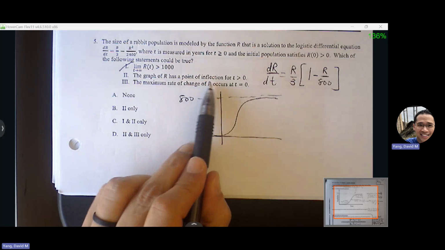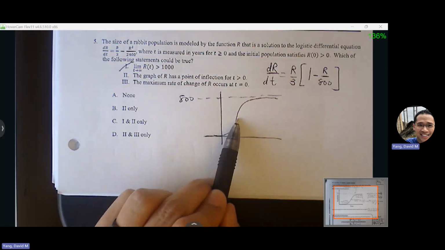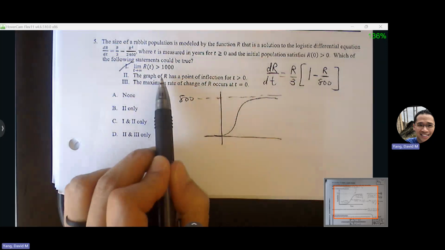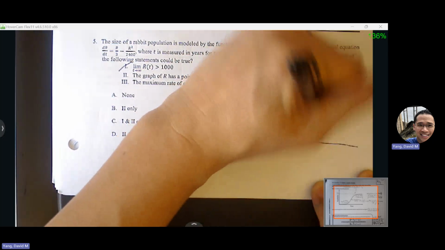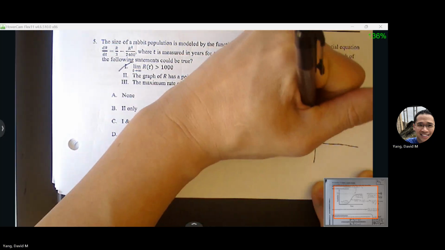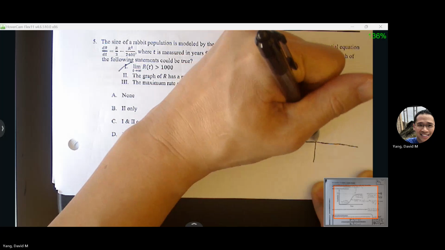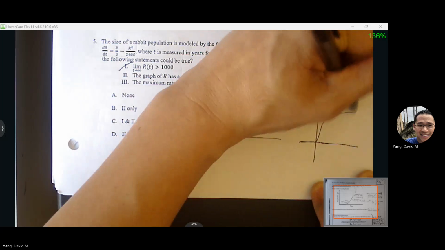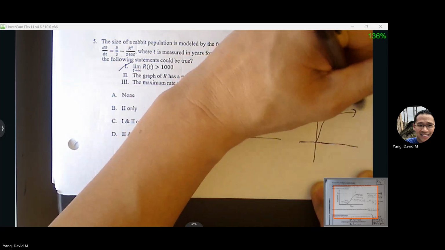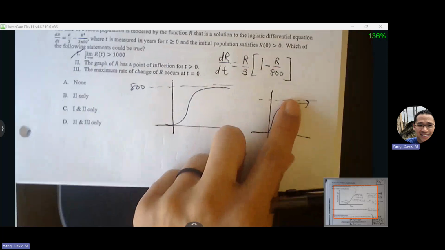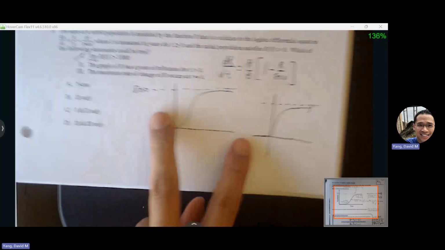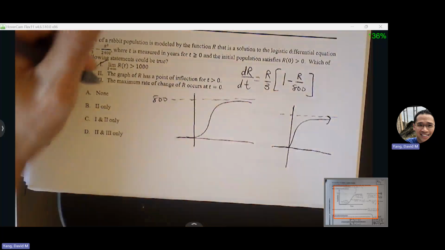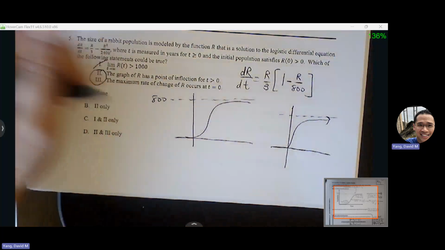The graph of r has a point of inflection for t greater than 0. That's possible. But it's also possible that the maximum rate of change of r occurs at t equals 0. Maybe the graph looks something like this. We just know that the limiting value is 800. We don't know when that maximum is going to occur. So both of these options are possible.